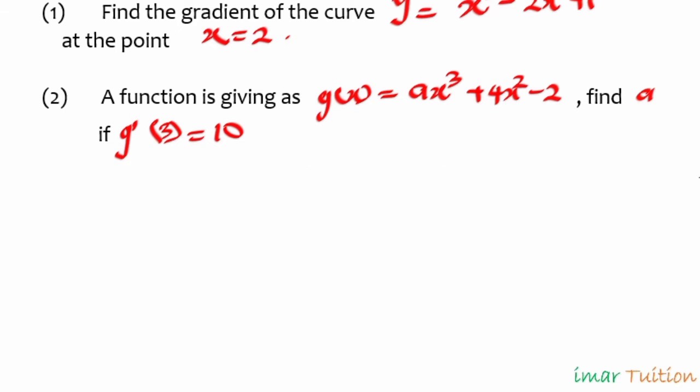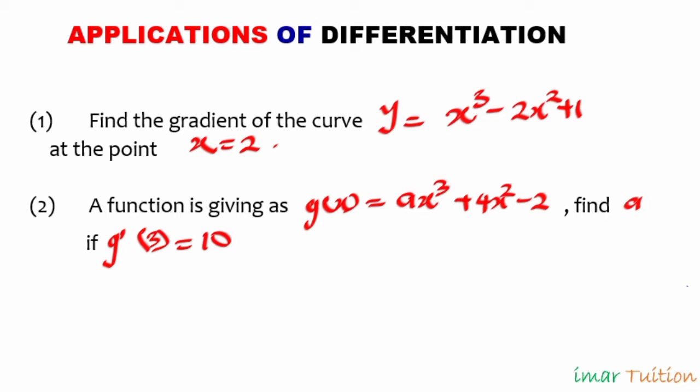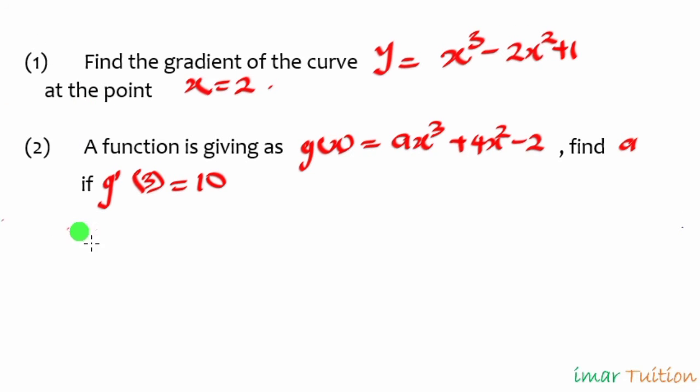Now, in our question, we are told to find the gradient of the curve y is equal to x to the power 3 minus 2x to the power 2 plus 1 at the point where x is equal to 2. So I'm going to find the gradient of this curve, which is the derivative of this curve. Then we'll substitute the value of x, which is 2, to replace x in our gradient equation and find the value of the gradient at that point. So to find the gradient of this curve, we'll find dy/dx of this equation.